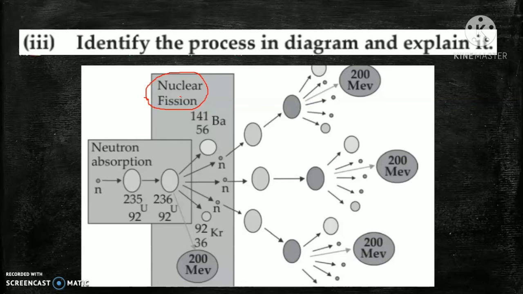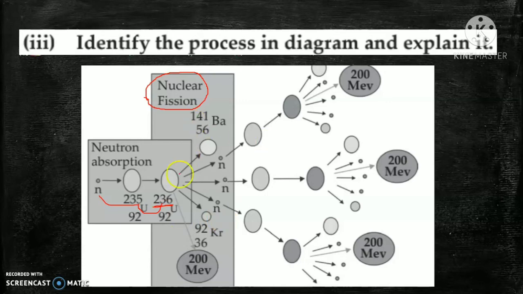Uranium-235 will absorb that neutron that we bombard and get converted into uranium-236, which is highly unstable. Fourth point, uranium-236 being highly unstable converts the atom into barium.